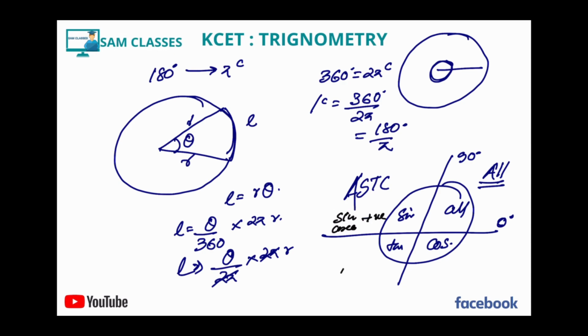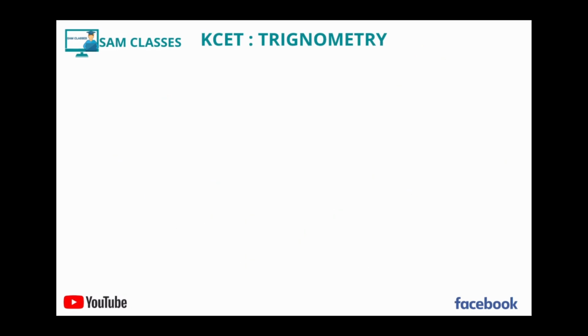Coming to the third, only tan and cot is positive. Coming to the fourth, only cos and sec is positive. Clear? So you understood the concept, students. All sine tan cos: from 0 to 90 degree, all values are positive. From 90 to 180, sine and cosec are positive. From 180 to 270, tan and cot, and from 270 to 360, cos and sec. Now students, let's see one question to understand how we solve this problem.